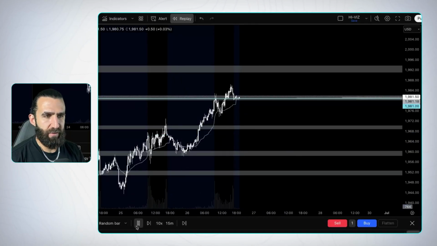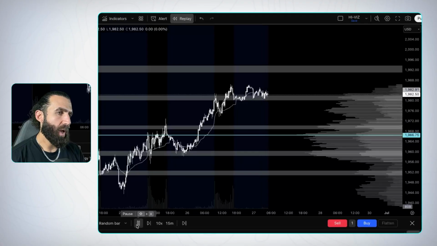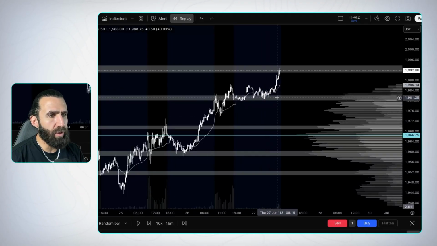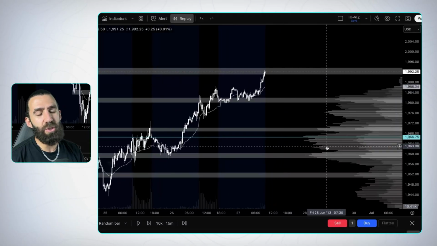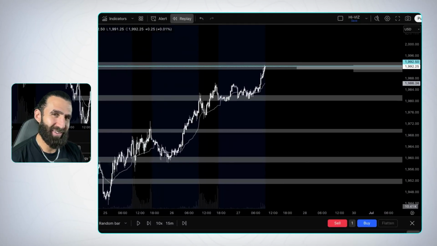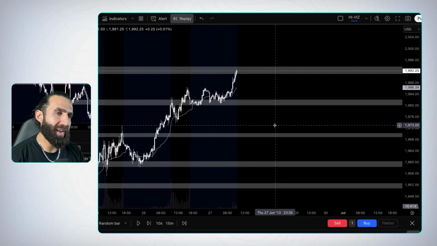Again, I'm just going to play it forward a little bit more so we can see if we come up to that level, what happens. We test this level multiple times, right? And then look where we head very quickly. So this was a great example. I'm telling you, you could watch my stuff. I don't cherry pick stuff. Random example of kind of how this plays out.